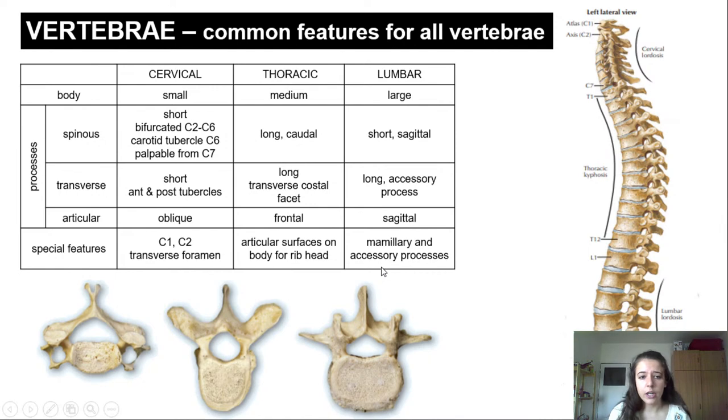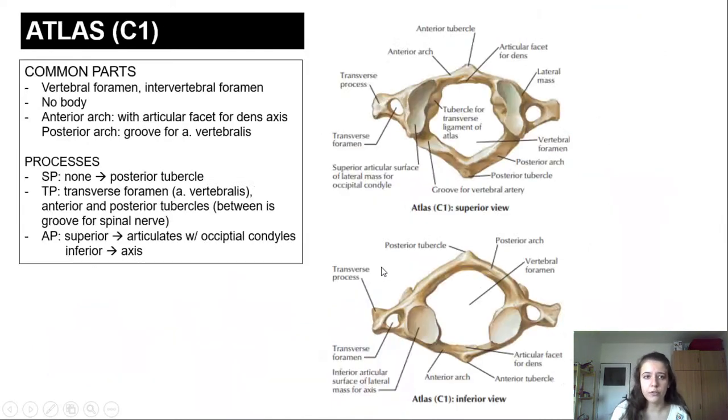So let's take a look at C1 and C2. First of all, atlas, this is the first cervical vertebra. What did I do to study the vertebrae? I think if you follow this, it is very fast to study. First you try to think about all the common parts that you can see in the vertebra that can also be seen in the rest of the vertebrae, and you mention them, and then you talk about the processes. If you follow this structure, you are sure you're never going to forget anything because you have this cue in your head.